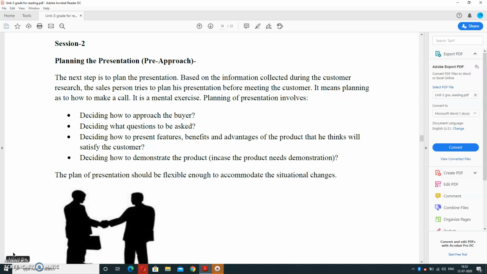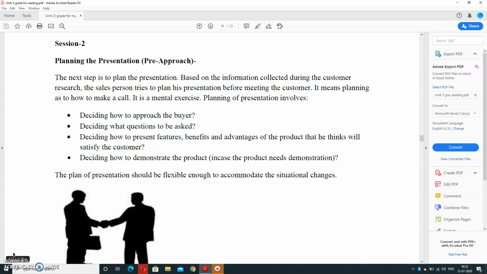Planning of the presentation includes deciding how to approach the buyer, deciding which type of questions can be asked of the customer, deciding how to present the features, benefits and advantages of the product so that the customer will be more satisfied, and deciding how to demonstrate the product, how to give the demo of the product.